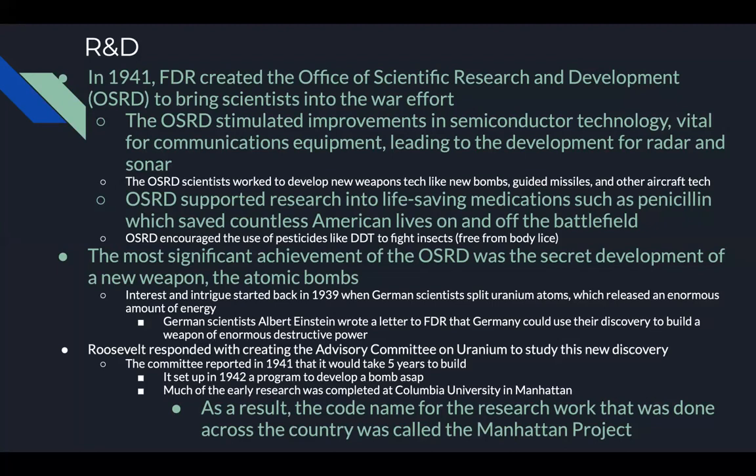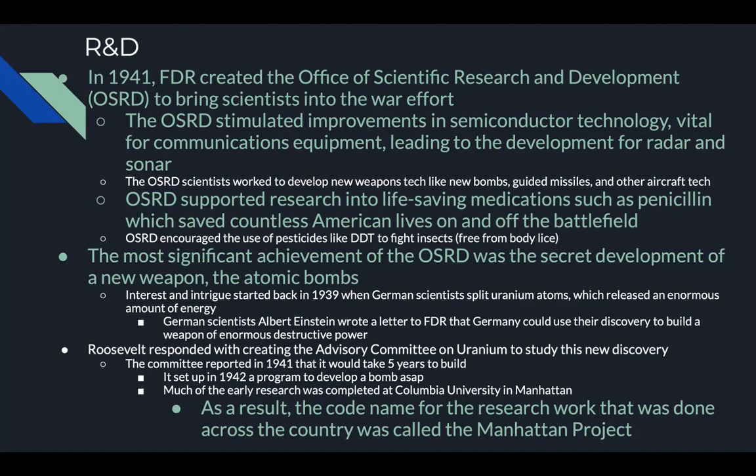The OSRD also supported research in life-saving medications such as penicillin, which saved countless American lives on and off the battlefield. The OSRD also encouraged the use of pesticides like DDT to fight insects, and it would free people from body lice. The most significant achievement of the OSRD was the secret development of the new weapon, the atomic bomb.